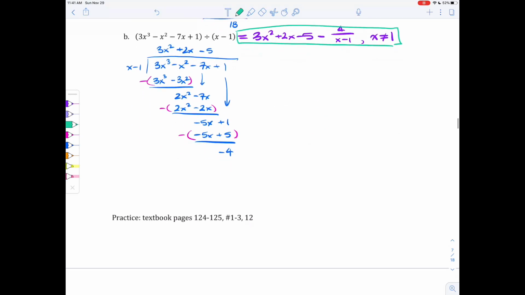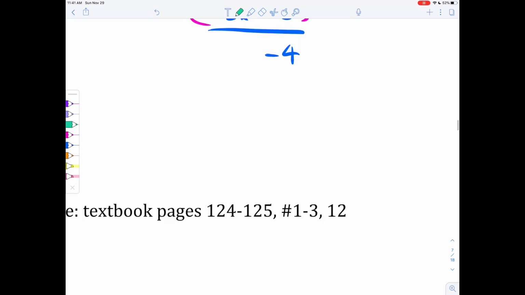Anyways, there is some practice. So give this stuff a go. Really just get familiar with the process of dividing polynomials by binomials specifically. And let me know if you have any questions or comments or concerns, either as a result of watching this video or from doing that practice work. Please let me know, whether that's in class or on Teams.